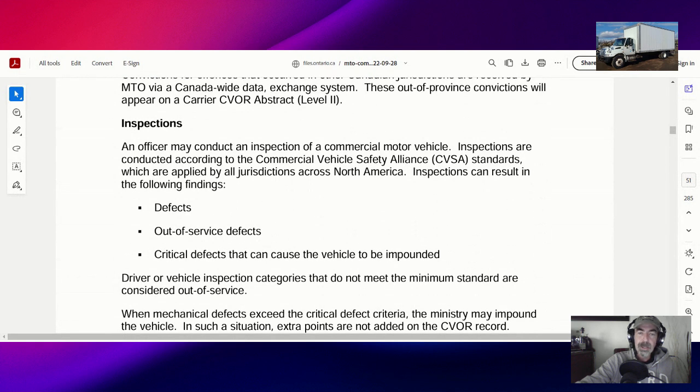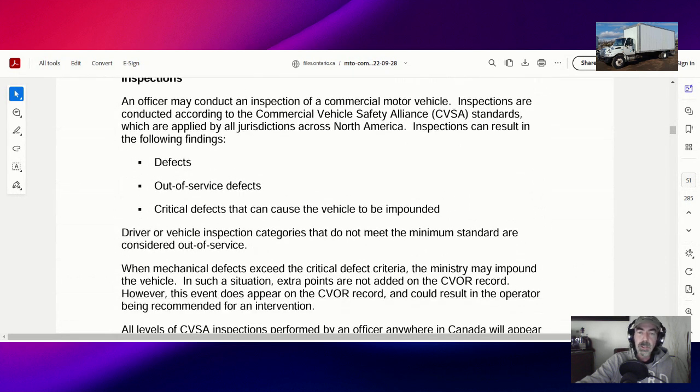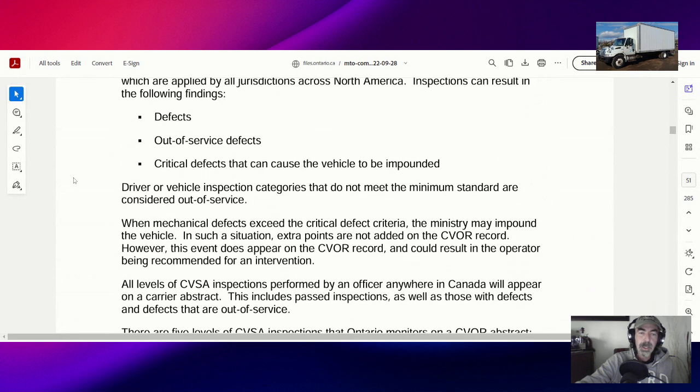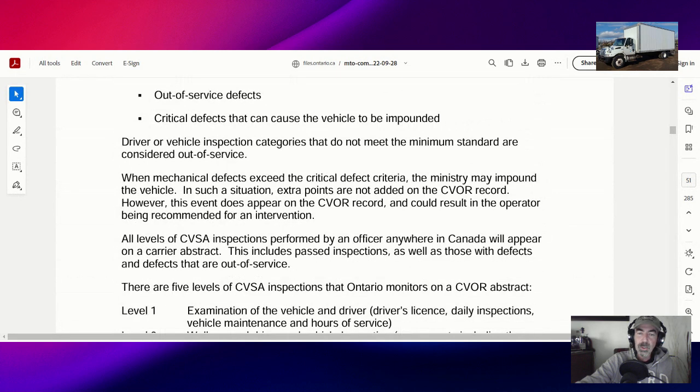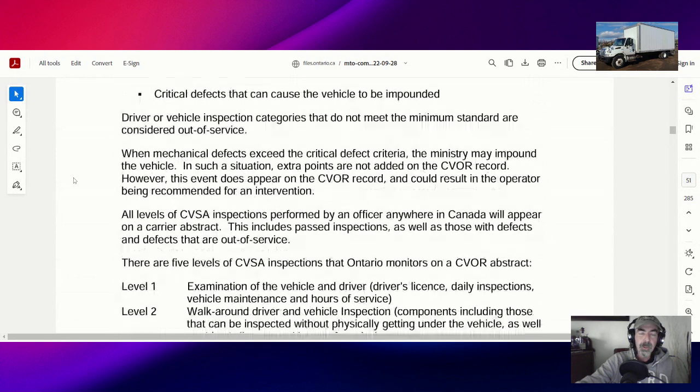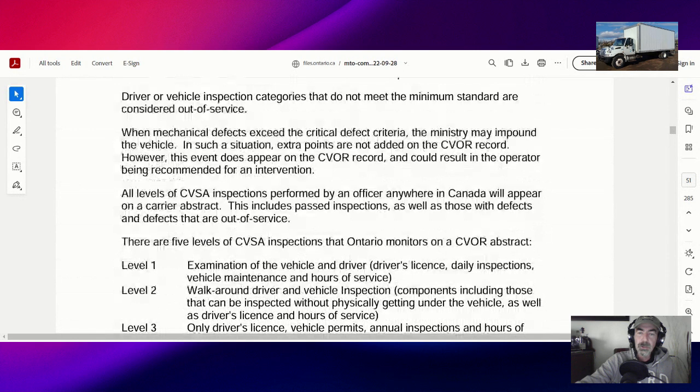Inspections. An officer may conduct an inspection of a commercial motor vehicle. Inspections are conducted according to the Commercial Vehicle Safety Alliance, CVSA, standards, which are applied by all jurisdictions across North America. Inspections can result in the following findings: defects, out of service defects, critical defects that can cause the vehicle to be impounded. Driver or vehicle inspection categories that do not meet the minimum standard are considered out of service. When mechanical defects exceed the critical defect criteria, the ministry may impound the vehicle.